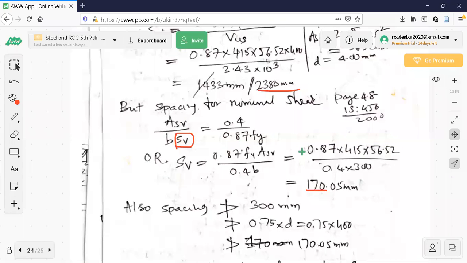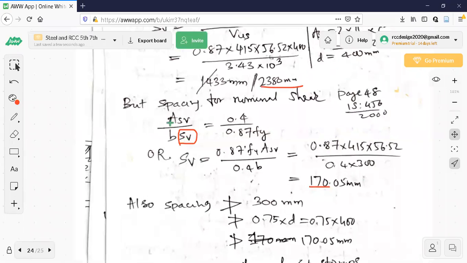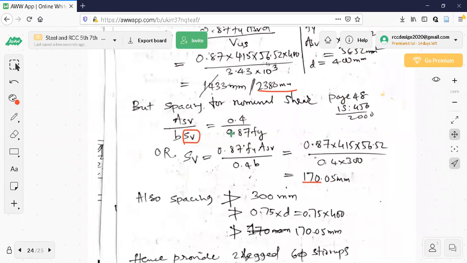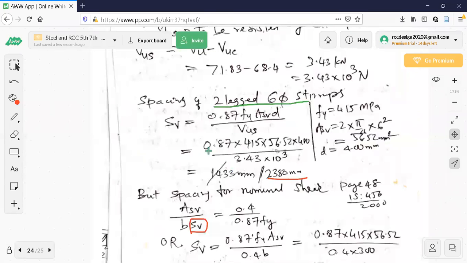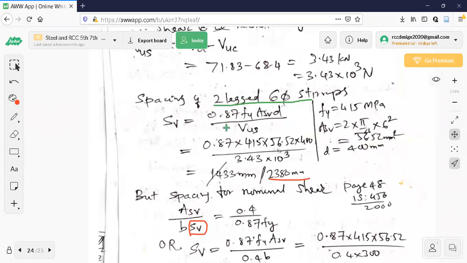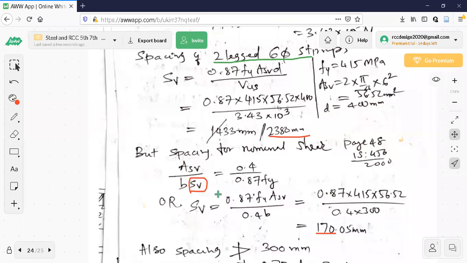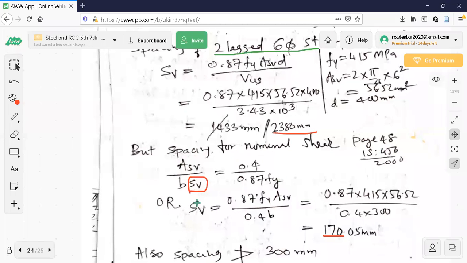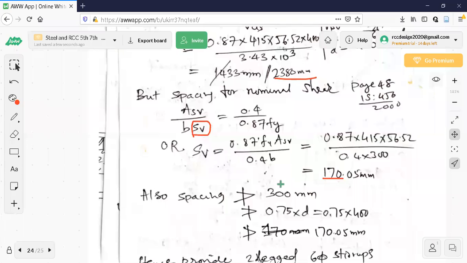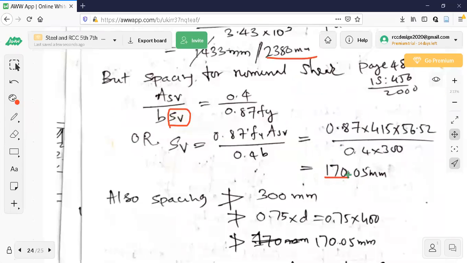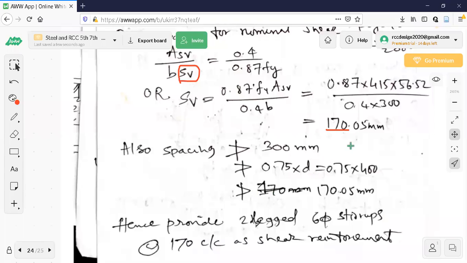Okay, is it clear, this one? I'll show you this one if you want. Same thing I have done in AST calculation. AST is calculated and compared with one formula given in the code book. It should not be less than that. But in spacing I have used this formula from page 73. And again from page 78, I checked with one more formula. I calculated SV there. So this SV and this SV, whichever is smaller, that should be taken. So I calculated SV like this by two methods. 170 is smaller. So this 170 I'll be using.